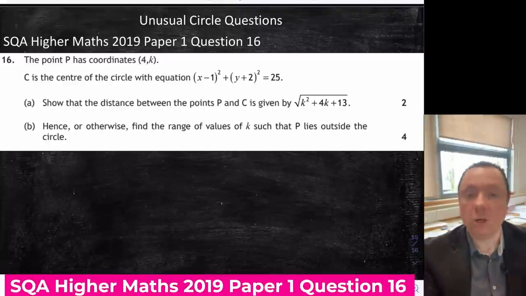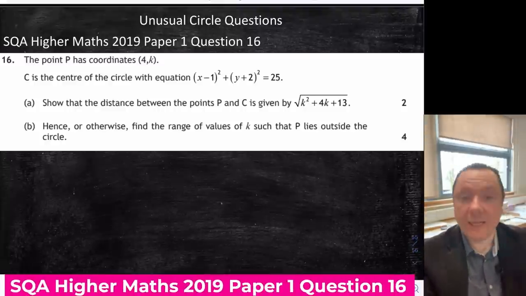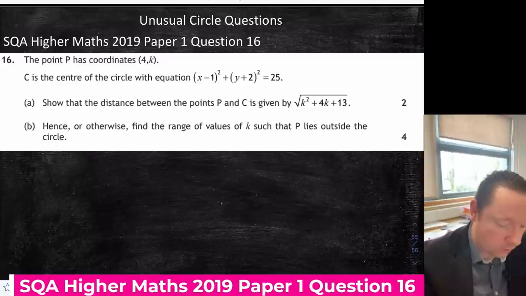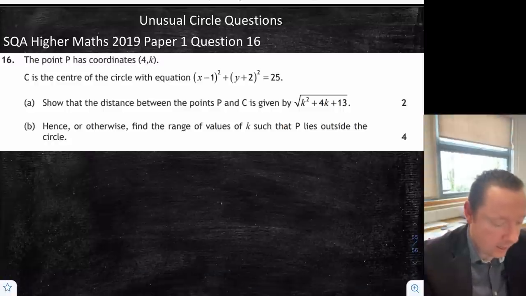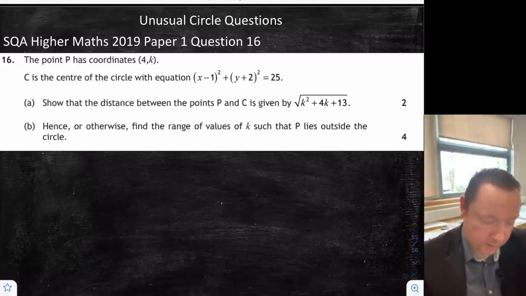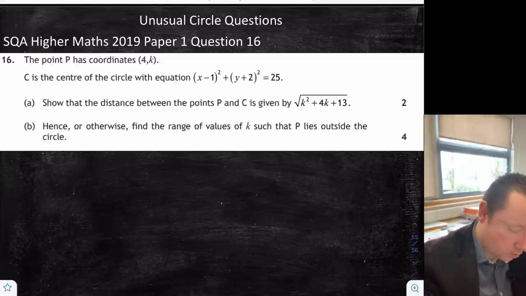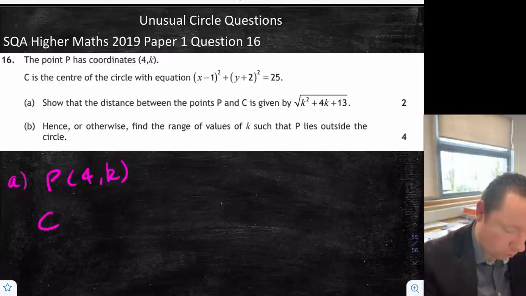Okay, unusual circle questions. SQA Higher Maths 2019 paper 1 question 16 had this one. P is the point with coordinates 4, k and C is the centre of the circle with this equation. Show the distance between P and C is given by the square root of k squared plus 4k plus 13. So part A, we've got our point 4, k, and the centre of our circle is equal to, well, let's have a look, 1, minus 2.